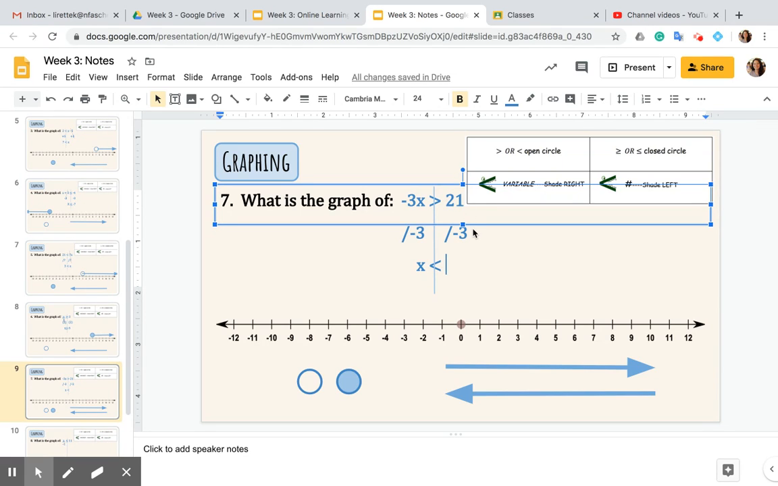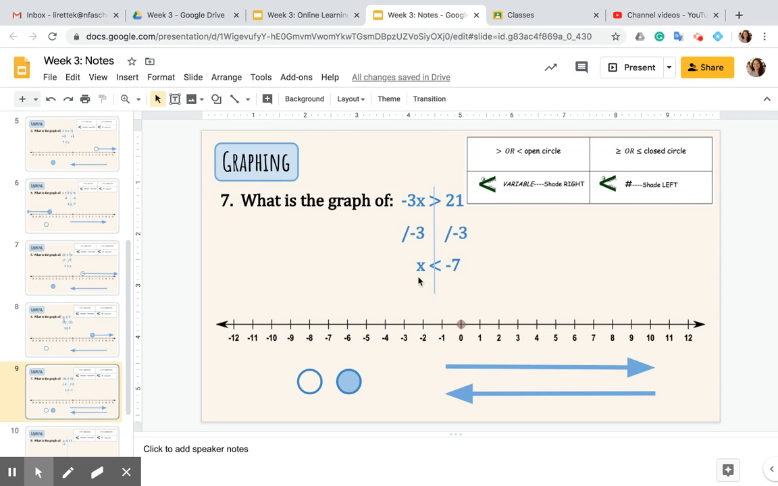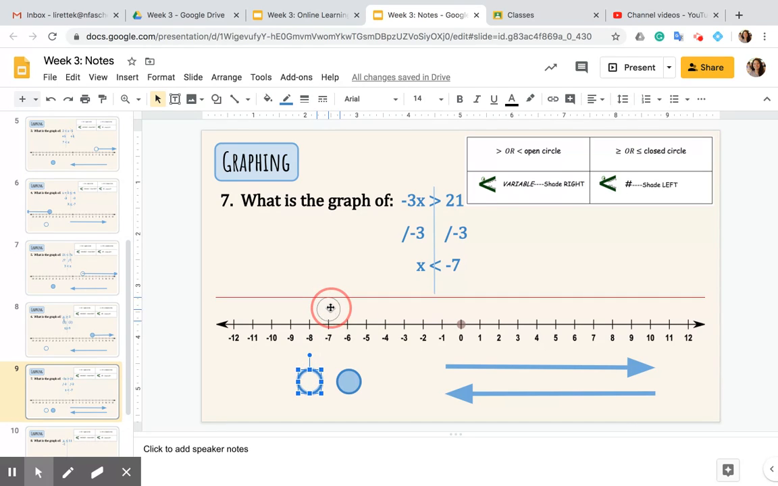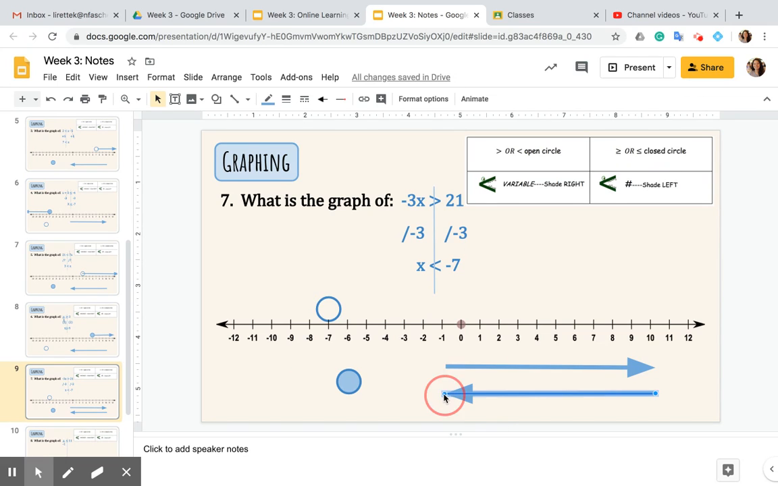So if I divide here, I'm going to get negative 7, and now I'm going to graph it. Negative 7 is where I want my circle. No bar underneath, so open circle. The symbol, like a mouth, is eating the number, so I shade to the left. I'm going to make this arrow a little bit smaller.